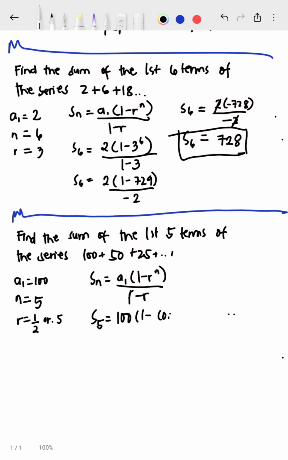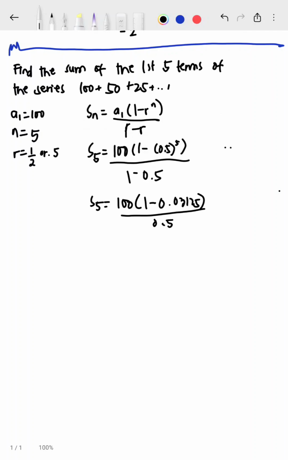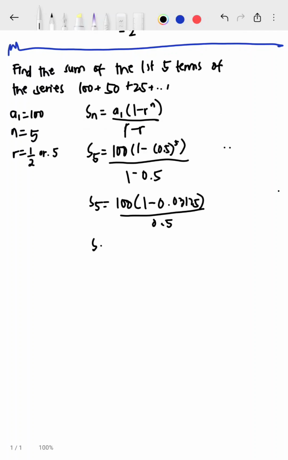1 minus 0.5 or 1/2 raised to 5. Kung saan mas po kayo komportable, may calculator naman. So, we'll have 100, 1 minus, most definitely, ito ang lalabas sa calculator ninyo. So, you will have there, sagot na yan, 100.96875.